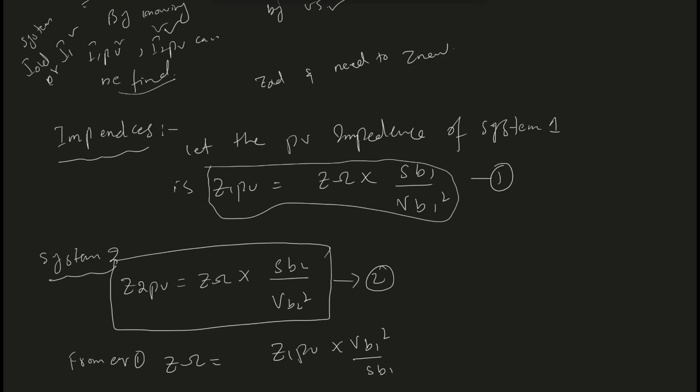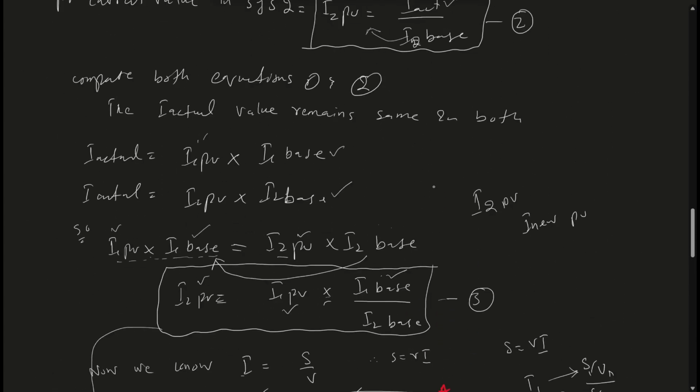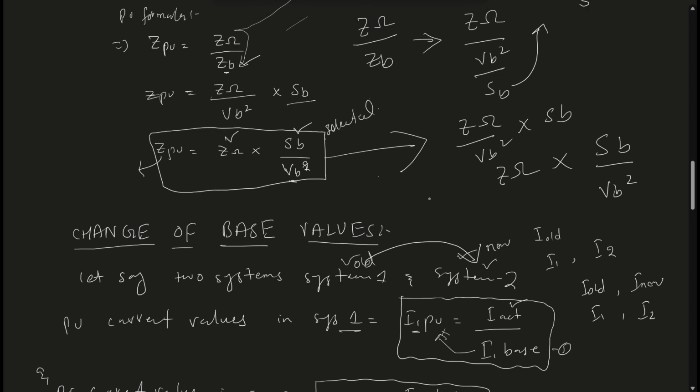Okay, so let's say the system 1 impedance is Z1 per unit, or I can say Z old per unit. So Z1 per unit is equal to Z ohm into SB1 by VB1 squared. This formula comes from what we derived earlier. Let me show it to you, this one. Z per unit is equal to Z ohm, this is the actual value, into SB by VB square. Okay, so remember this formula.